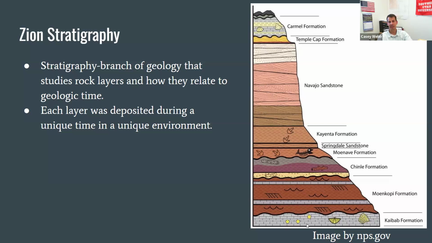Okay. We see successive layers above that with different types of rock. We have the Moenkopi that has some mudstone, ripples. We have the Chinle that has some sandstone and petrified wood. We have the Moenave with dinosaur tracks in it, and the Kayenta. But what I want to focus on is this layer right here, the Navajo sandstone. This is the layer that really makes Zion tick.